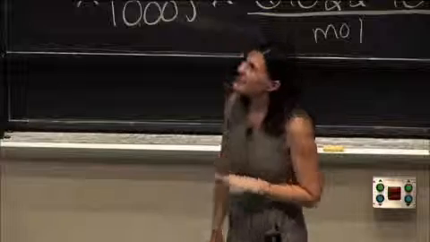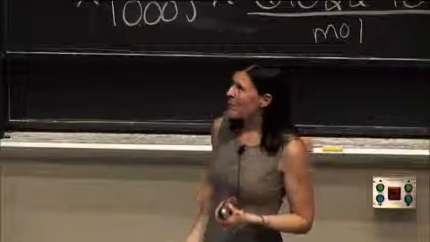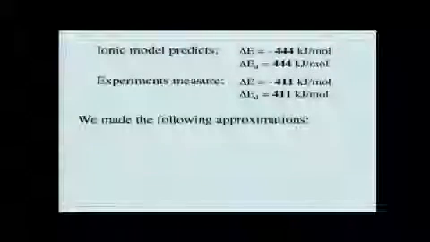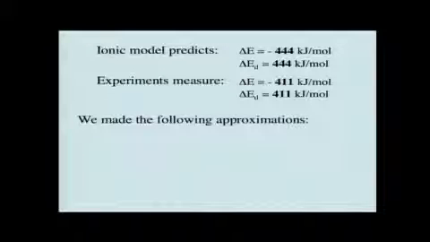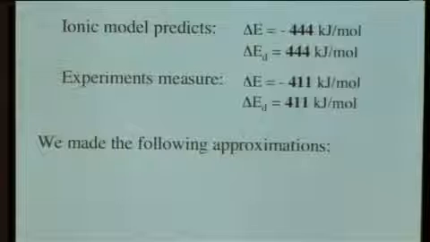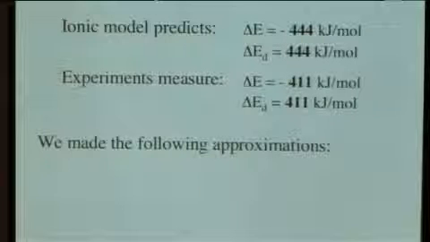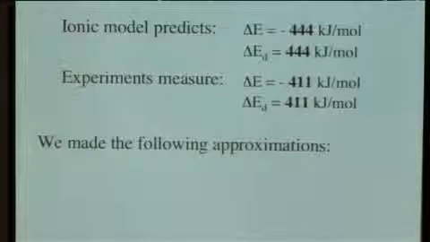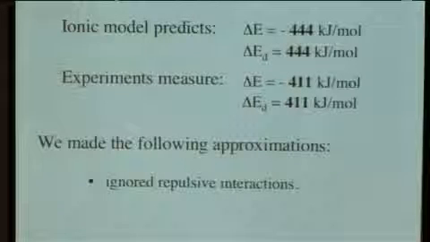All right, so let's take a look here at our predictions. I put them both ways so we don't get confused. The dissociation energy is 444. The change in energy for forming the bond is negative 444. We made the following approximations which explain why we got a different experimental energy. The first thing is that we ignored any repulsive interactions.